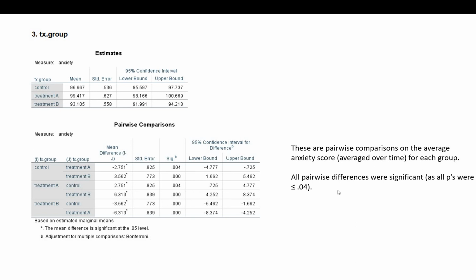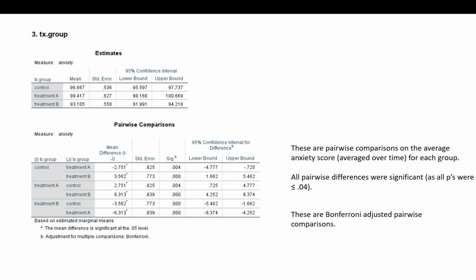Okay, so the next part of our output, you can see that we are looking at differences between the groups in terms of anxiety. This is when we selected pairwise comparisons, which are given right here. We've got control versus treatment A. There's the mean difference and it's significant. Control versus treatment B. There's the mean difference and it's significant. And then treatment A versus treatment B, and that difference was statistically significant.